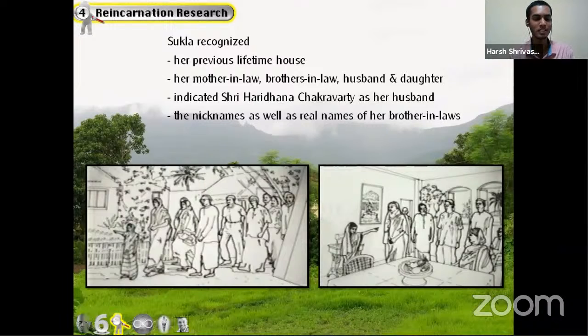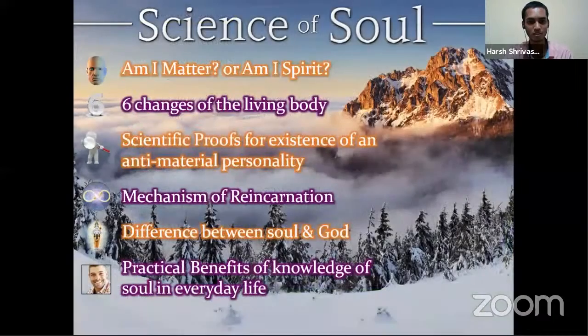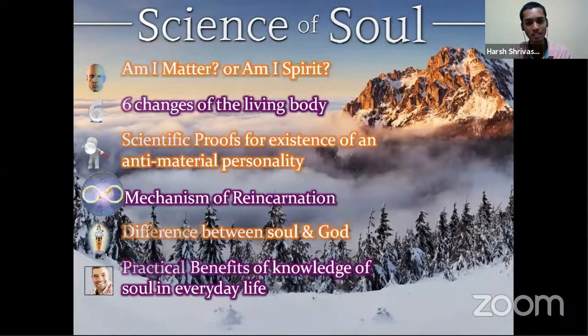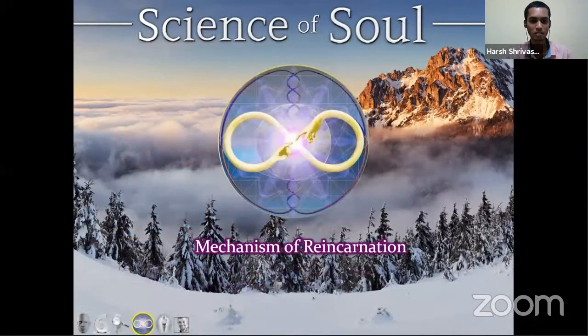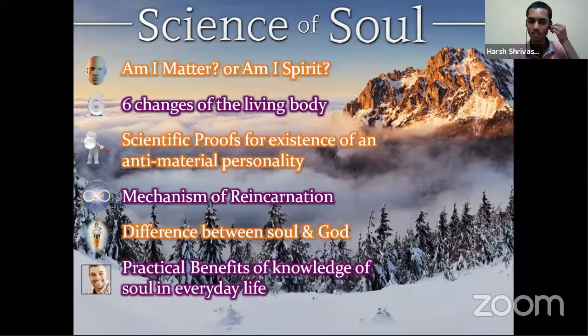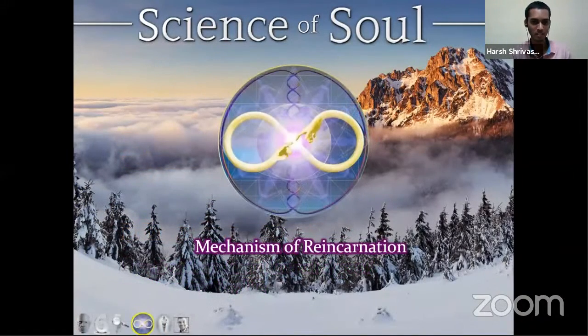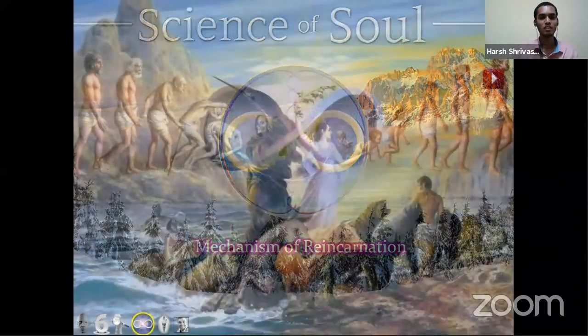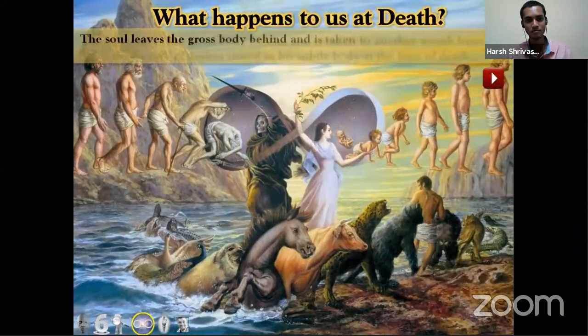So this is an Indian example which also proves reincarnation, that this Shukla has been reincarnated, the soul has transmigrated from her previous life into this Shukla. So this is also one of the proofs. 3 topics we have covered. Now the next thing, the mechanism of reincarnation. Not a very difficult thing, very easy to understand.